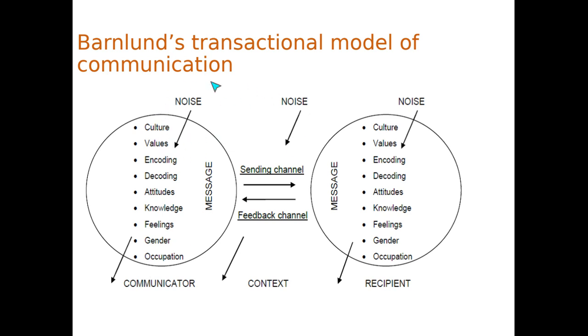So this noise over here is talking about semantic noise that might occur when we encode the message. This noise is external noise, and this noise over here is internal noise. So when we decode the message, culture, values, attitudes, knowledge, etc., might cause us to interpret the message in a way that the sender did not intend. And then obviously we encode a new message using all of these things, and that will influence the way we encode the message, which is semantic noise.